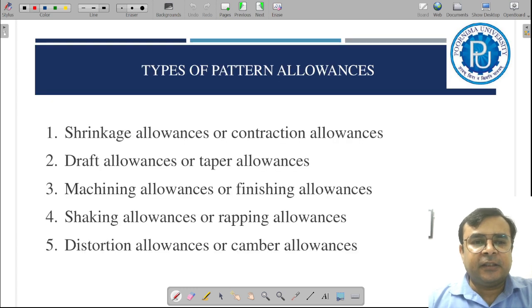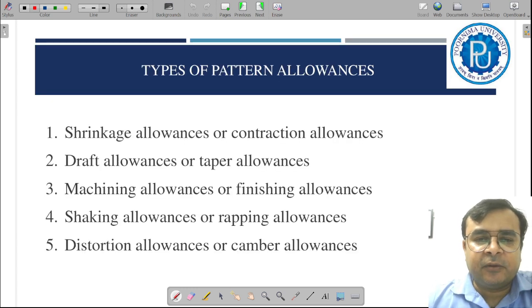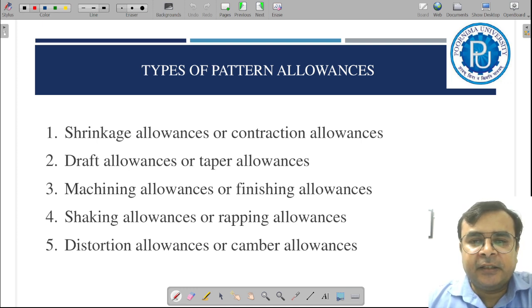Next, let's start with the topic pattern allowances. This is very essential for the metal casting process. There are 5 types of allowances: shrinkage allowance or contraction allowance, draft allowance or taper allowance, machining allowance or finishing allowance, shaking allowance or rapping allowance, and distortion allowance or camber allowance. Generally these allowances are provided in the sand casting process. They are generally not used in metal mold casting.